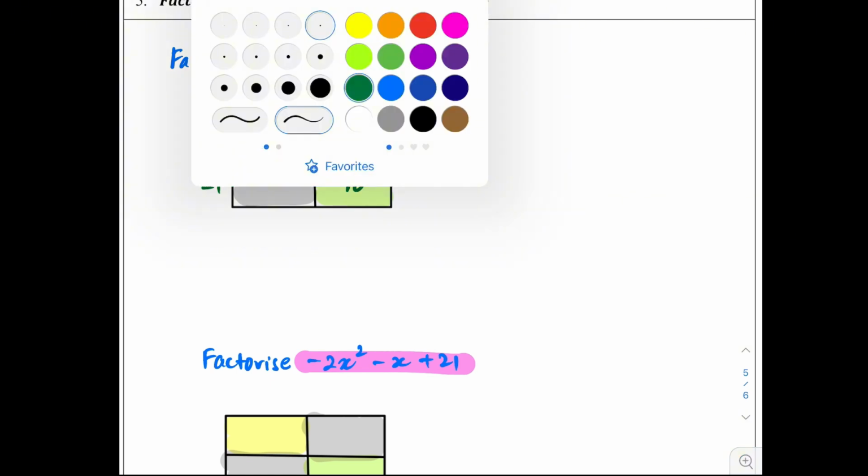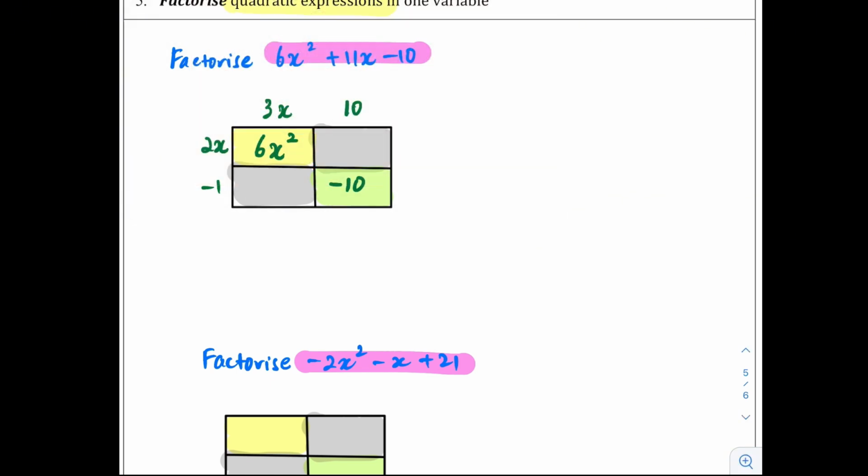If we try this, what we have in our gray box would be 2x times 10, which is 20x, and negative 1 times 3x, which is negative 3x. Looking at these two x terms, 20x and negative 3x, there is no way we can add them together to get 11x. So 10 and negative 1 does not seem to be the correct factors to use.